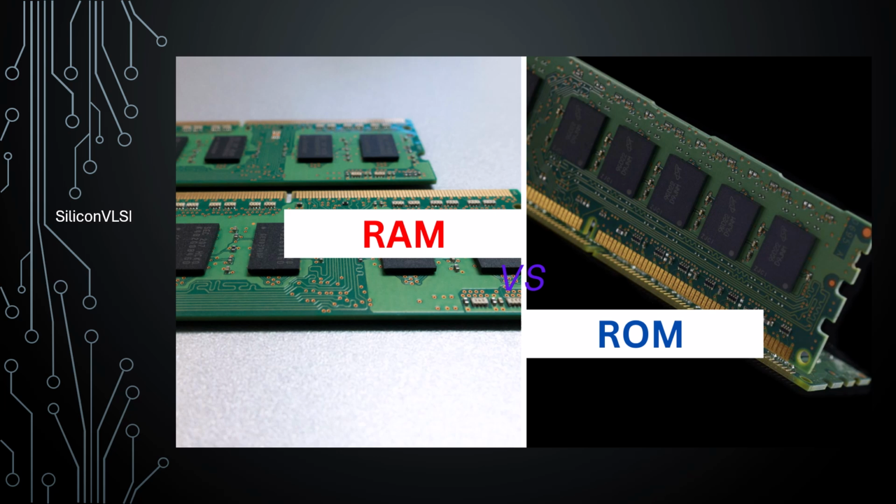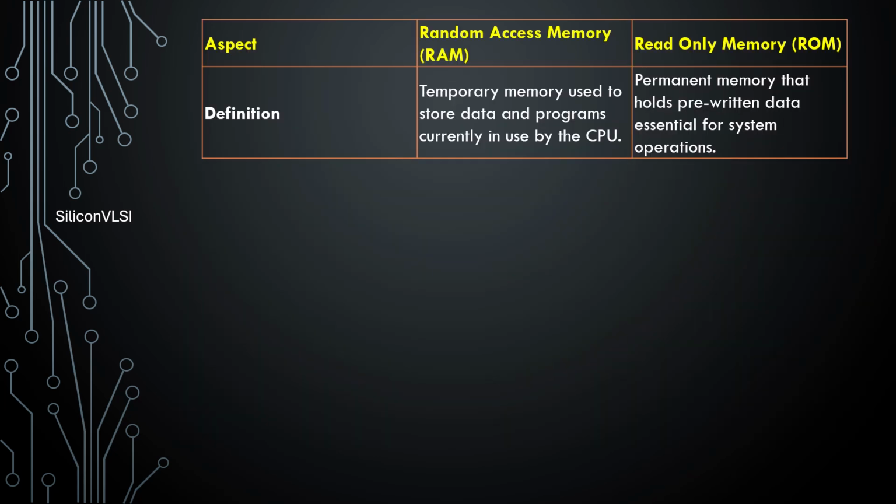Today we will discuss the difference between RAM and ROM. So let's start. The first thing is, what is the full form of RAM and ROM? RAM means random access memory. ROM means read only memory.